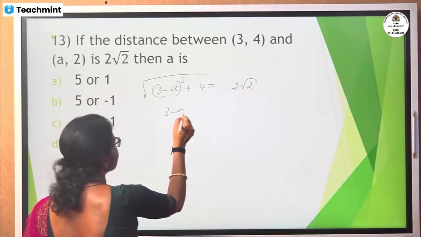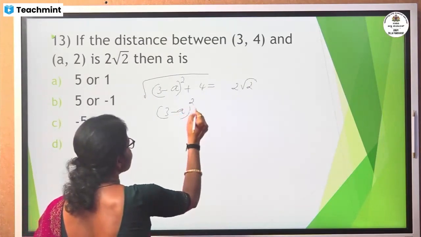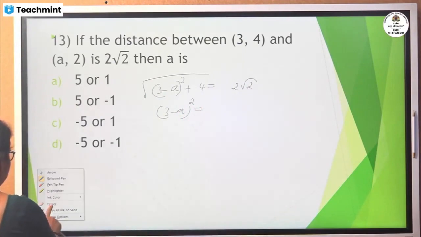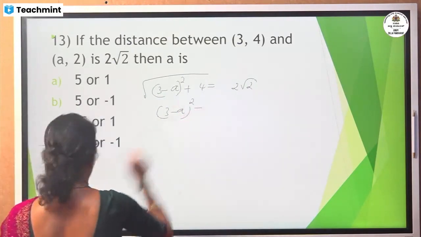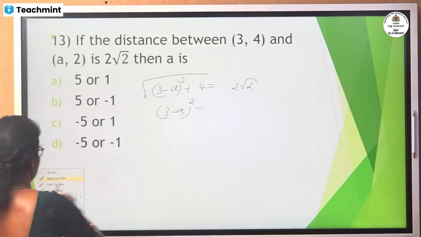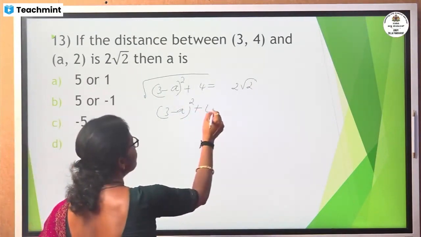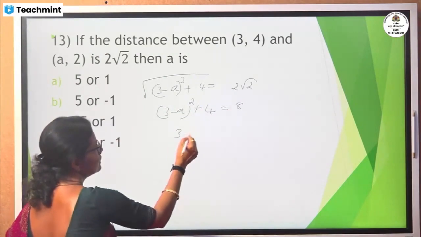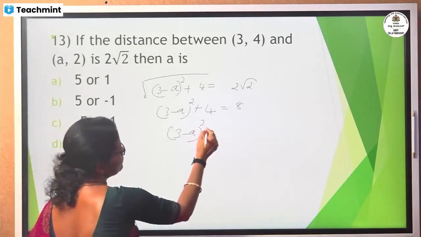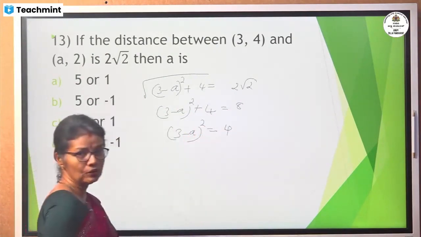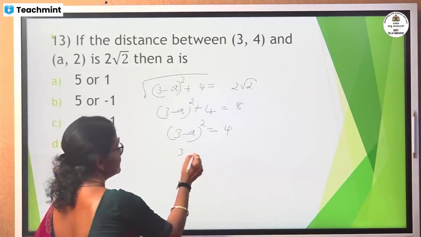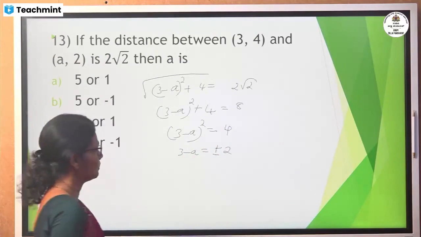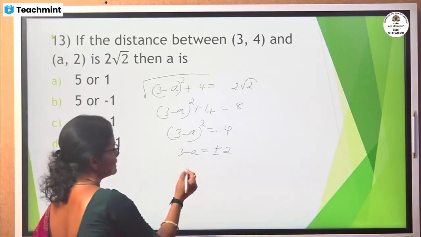If you don't take that root, then it will be 3 minus A the whole square plus 4 equal to 4 2s are 8. Simplify this. 3 minus A the whole square equal to 4. 3 minus A is equal to plus or minus 2, root 4, that is plus or minus 2.